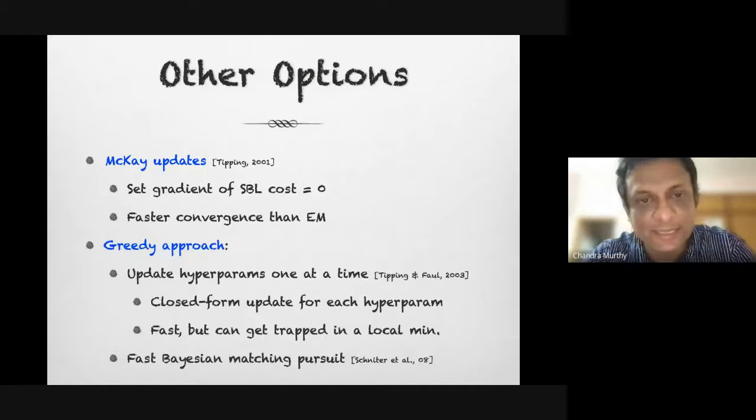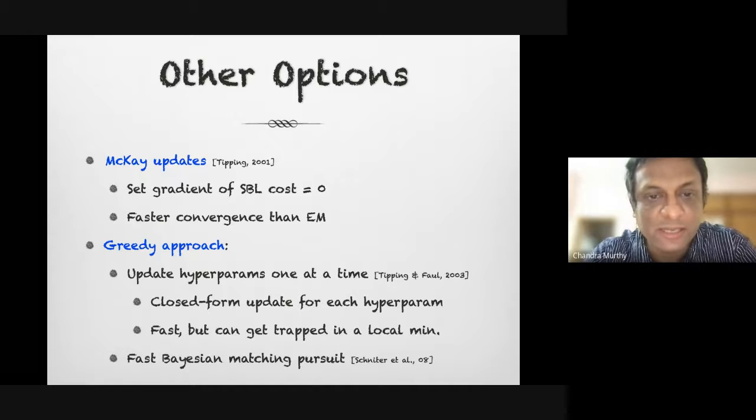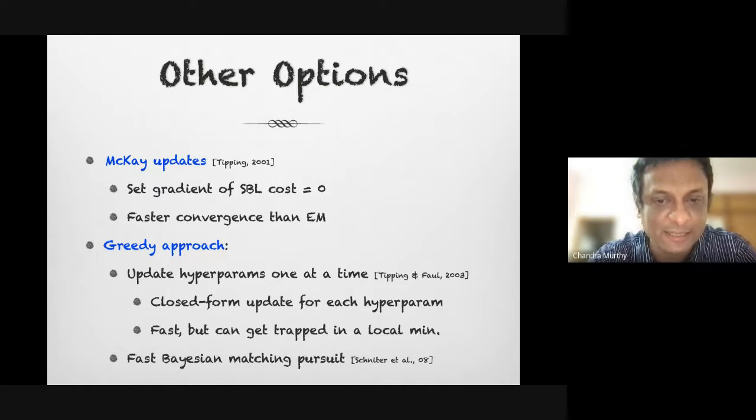Besides this EM-based optimization of the SBL cost function, there are other approaches also. One, for example, is known as the Mckay updates, where you take the gradient of the SBL cost function, set it equal to 0, and you solve for the variables one by one. It turns out this actually converges faster than the EM algorithm, but it doesn't enjoy the same kind of convergence guarantees that the EM algorithm offers.